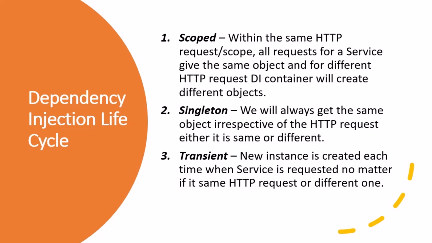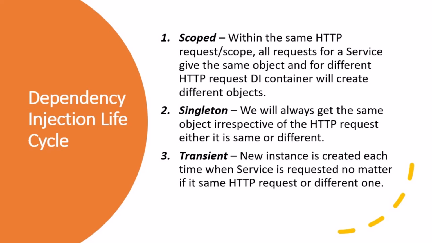Hi there, today we are creating a video on object lifecycle provided by the .NET Core framework. There are actually three different lifecycles provided by the .NET Core framework, that is scope, singleton and transient. Scope means in the same HTTP request, the object would be the same.